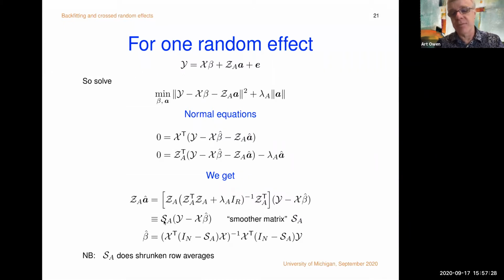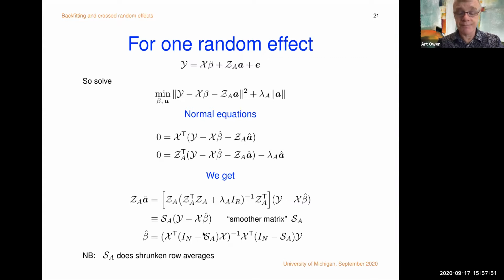Okay, and what is that smoother matrix doing? These are binary vectors. What it's really doing is taking row averages and shrinking them with a ridge shrinker parameter lambda. So it's just a shrunken row average. And then what's beta hat? Ooh, what is that? That's GLS, where the covariance is identity minus smoother.